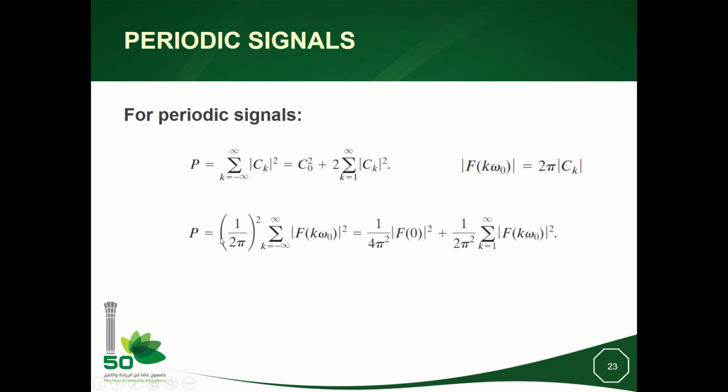So now we can replace this inside the expression of P, which is given by this. We will get the famous result that gives us the average power in terms of the Fourier transform of the generating function of the periodic signal.